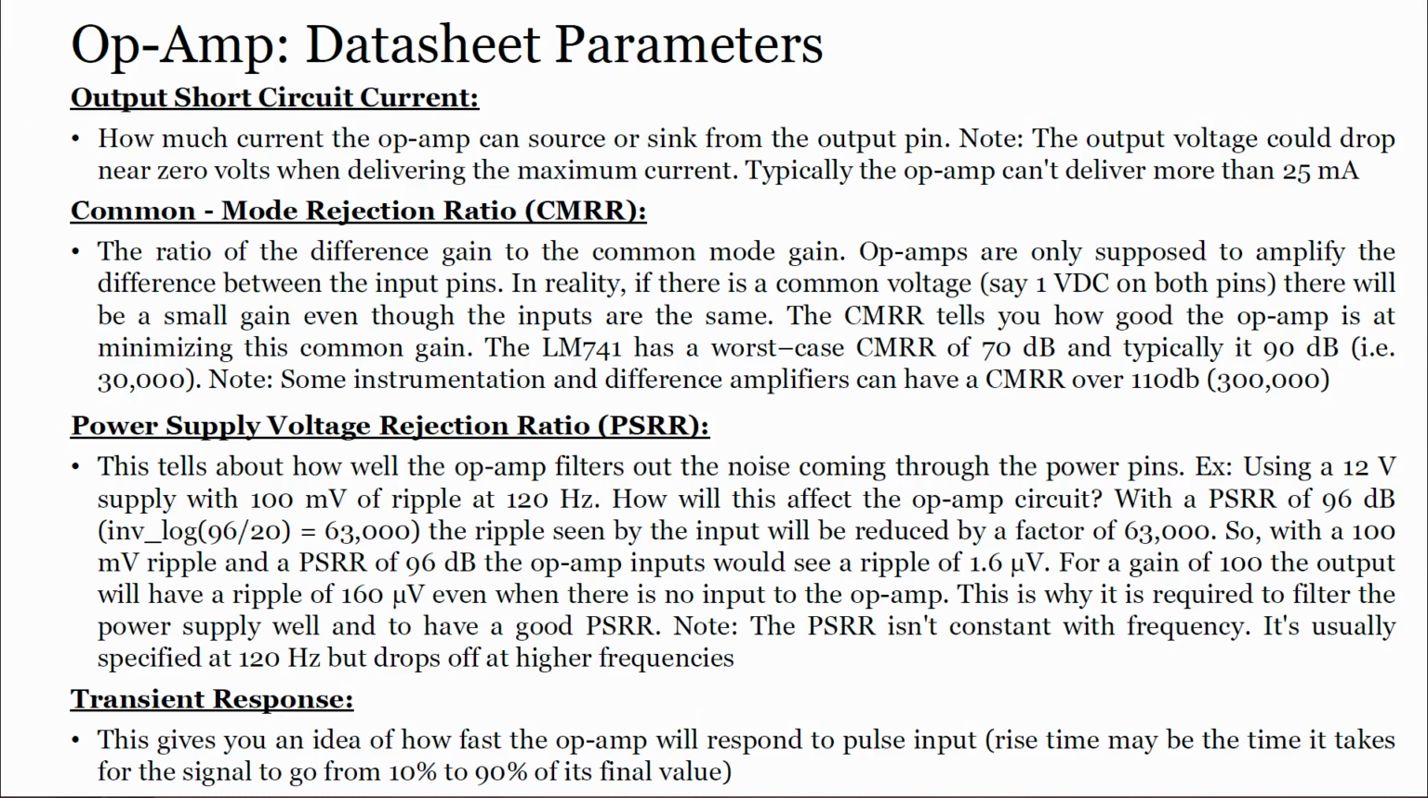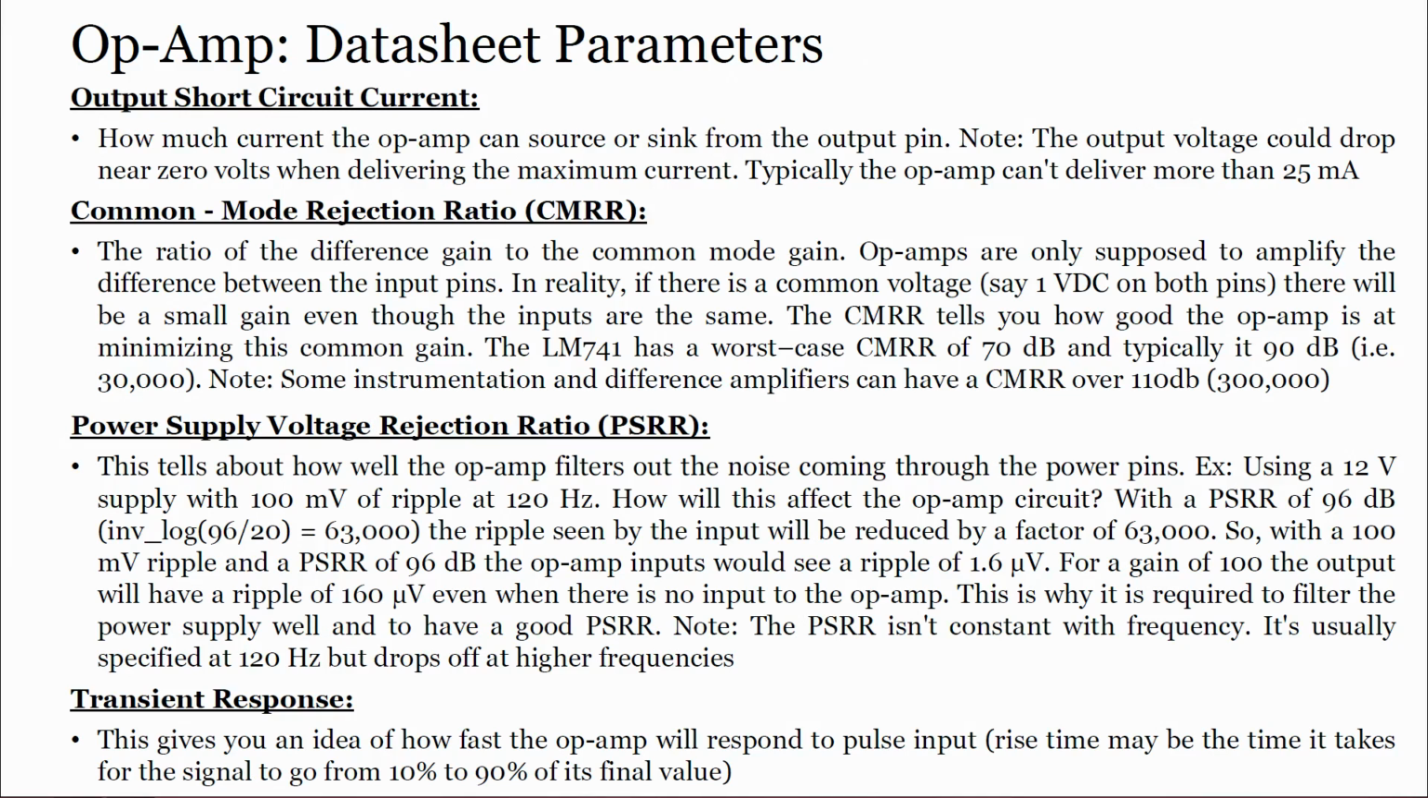Power supply rejection ratio, PSRR, this is another parameter. When you open a data sheet, you will see PSRR. So, what is that? This tells about how well the op amp filters out the noise coming from the power pins, right. So, noise can be generated from the power pins, how well can it be filtered out.